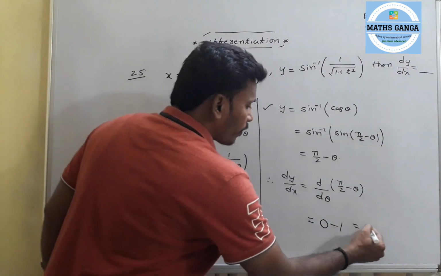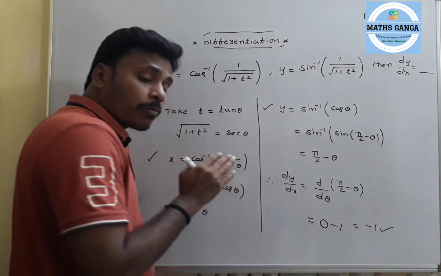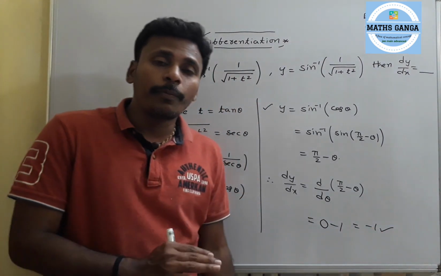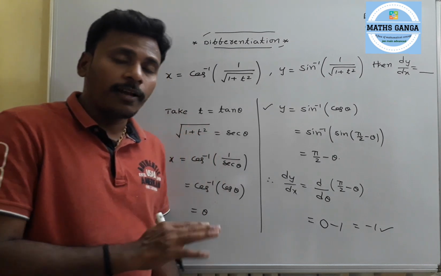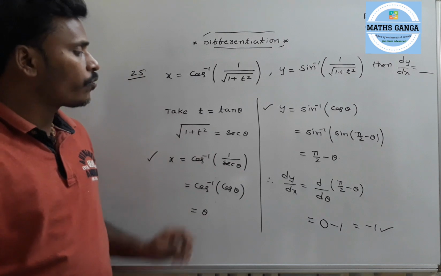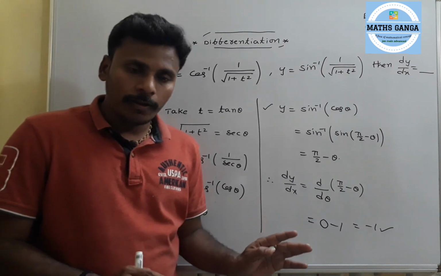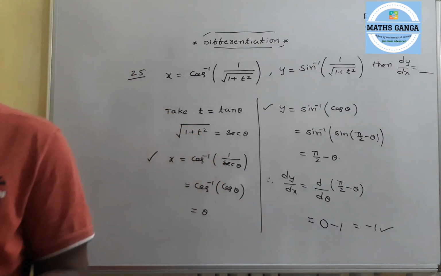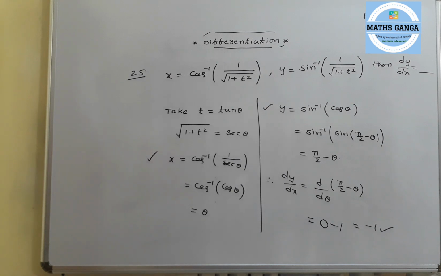So finally, minus 1 is the answer. Since minus 1 is a constant, it is independent of the parameter t as well as theta. So nothing is here to change the answer. So minus 1 is dy by dx. Okay, have a look. This is the smart way to answer this problem.